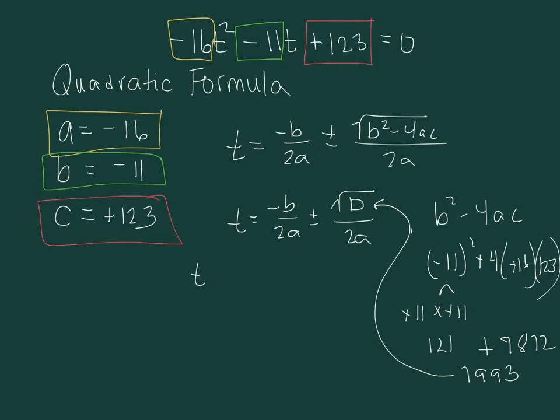So now we're going to get t equals, negative b, so negative times negative 11, over 2 times negative 16, plus or minus the square root of 7,993 all over 2 times negative 16. So if I take the square root of 7,993, that is your irrational number right there.